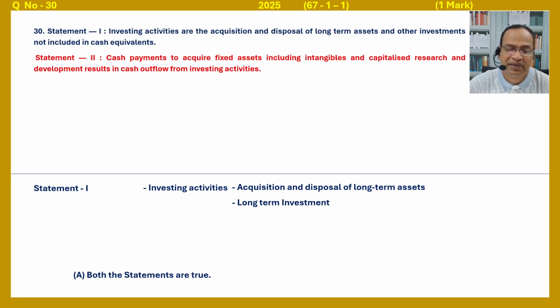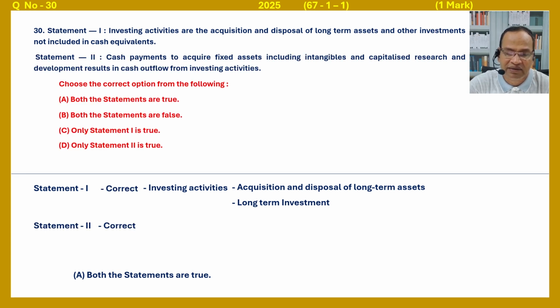Statement 2. Cash payment to acquire fixed assets including intangibles and capitalized research and development results in cash outflow from investing activities. Yes, everything is investing activities. Statement 2, correct. It is investing activities. Answer: both the statements are true.